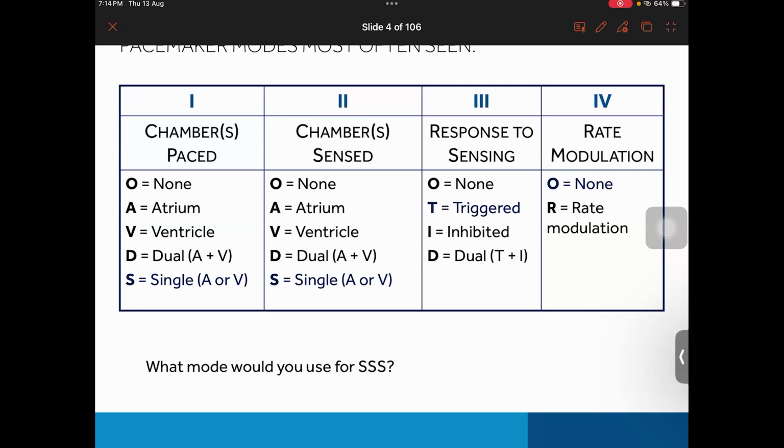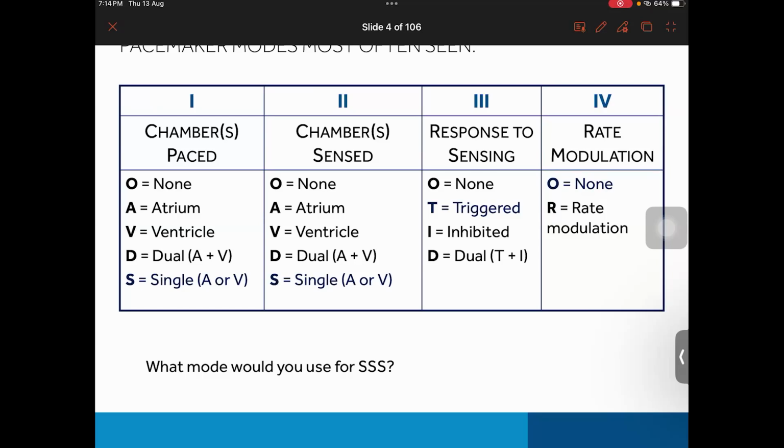If the patient does exercise, the rate will not match his exercise. So I have to make it rate responsive, which means it can cope with the exercise of the patient and increase with the exercise by a sensor in the pacemaker. Yes, this is clear.